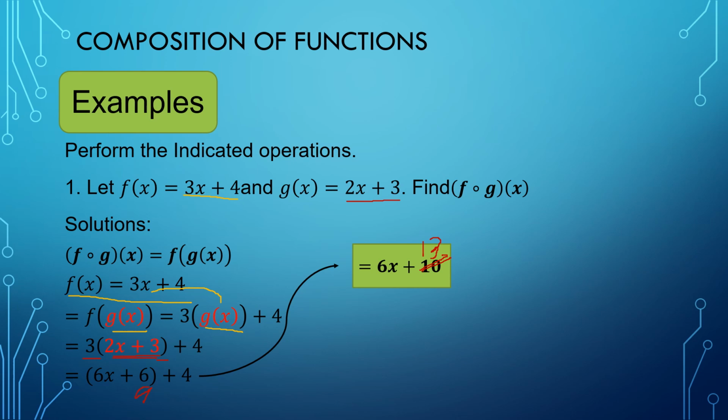Again, I had an error here. 3 times 2x, that is 6x. 3 times 3, this should be 9. Then plus 4. So 6x, then 9 plus 4, that is 13. So 6x plus 13 should be the answer.